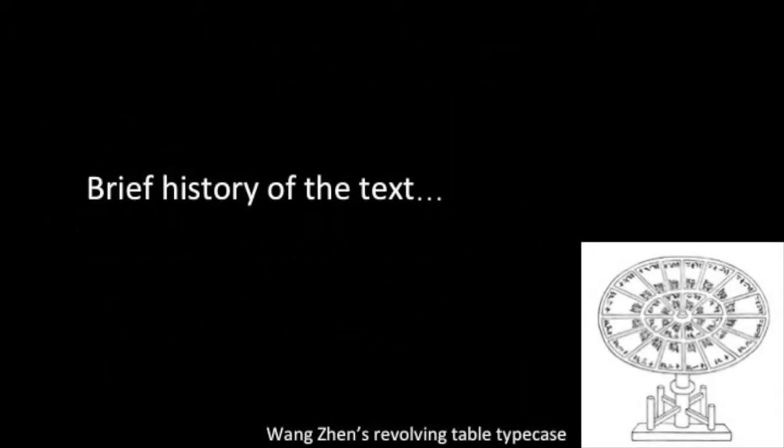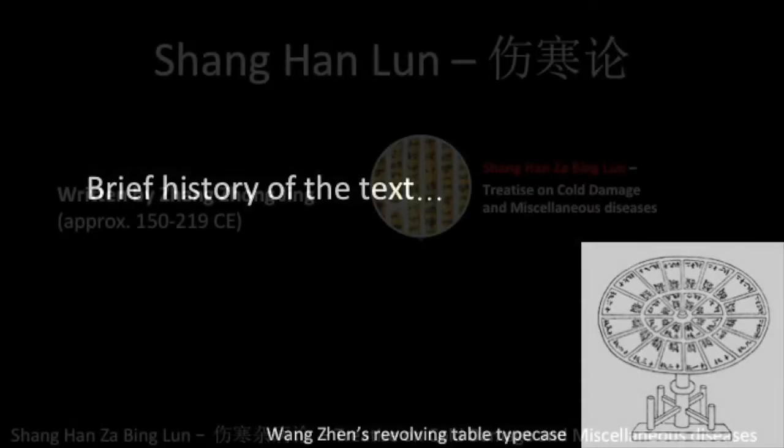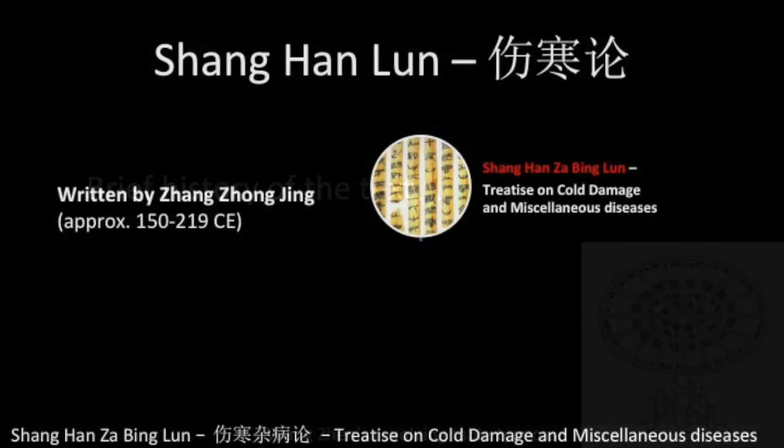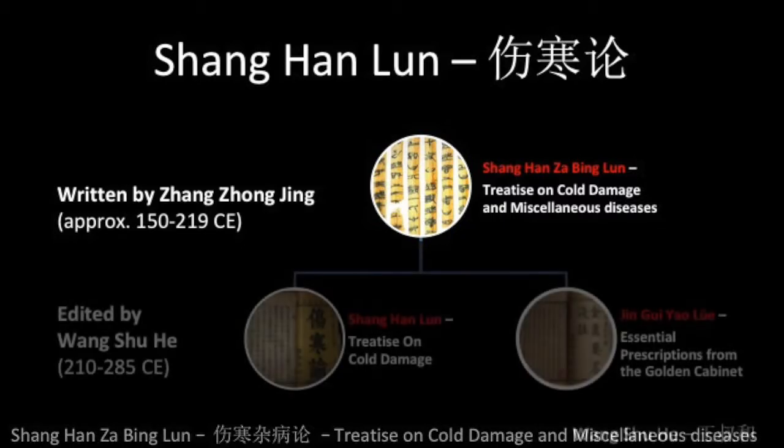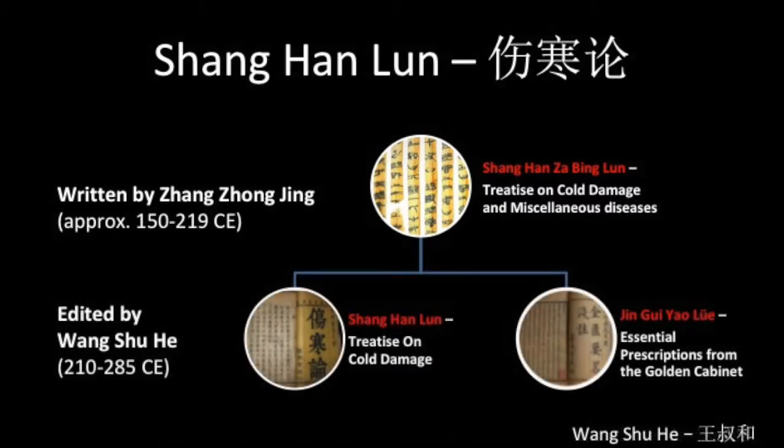Towards the end of the Han dynasty, that is around 200 CE, Zhang Zhong Jing originally wrote a text called Shang Han Za Bing Lun, which can be translated as the treatise on cold damage and miscellaneous diseases. In the succeeding Jin dynasty, Wang Shuhe edited the text into 2 volumes, that is the Shang Han Lun, or treatise on cold damage, and the Jingui Yao Lue, or essential prescriptions from the Gold Cabinet.